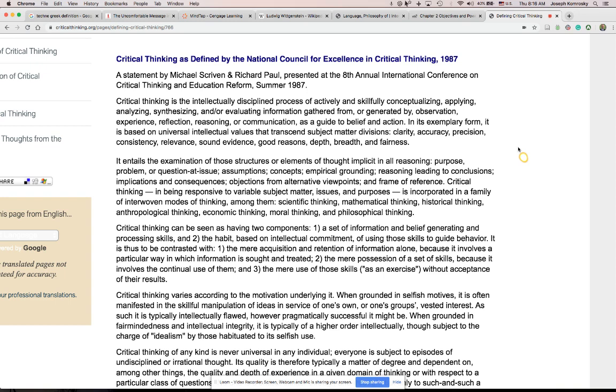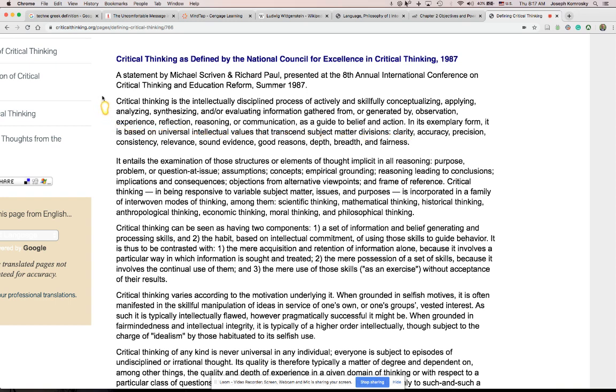Critical thinking is even more broad than that. You might say we have a set of beliefs that we hold, and how do you get those beliefs? Well, let me read you a critical thinking definition. Critical thinking is the intellectually disciplined process of actively and skillfully conceptualizing, applying, analyzing, synthesizing, evaluating information gathered from or generated by observation, experience, reflection, reasoning, communication as a guide to belief and action.